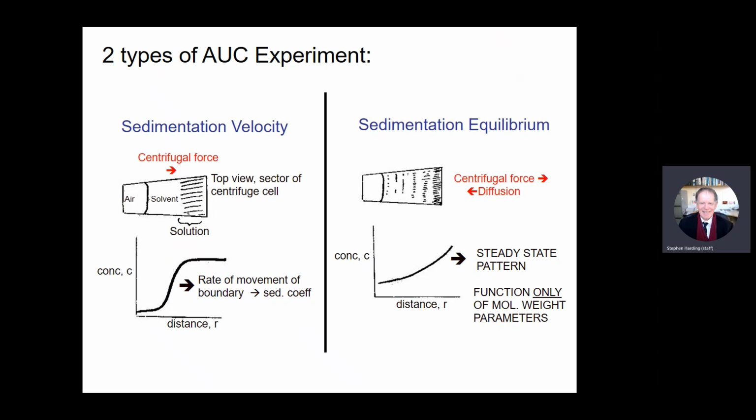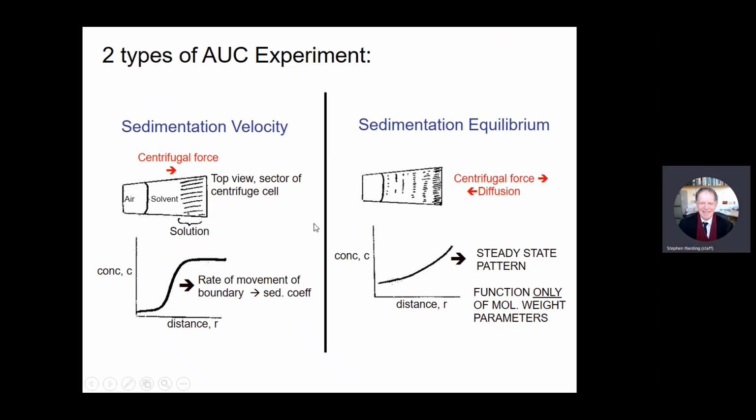Because how fast it sediments will also depend on how fast you're spinning the rotor. So that's why we use sedimentation coefficients, because it allows for the different speeds people use. Okay, sedimentation coefficient.